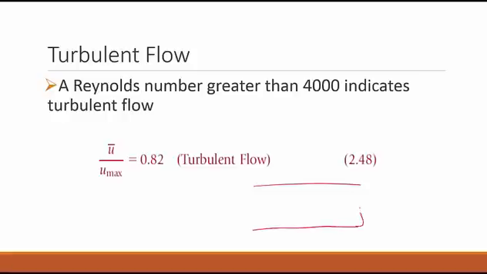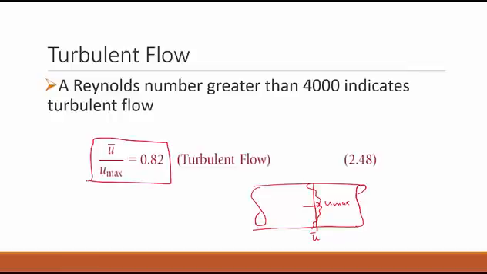Typically, if this is the pipe, in a turbulent flow, the profile is like this. This is the maximum velocity, and the average velocity is here. So the ratio is pretty close to 1. It's 0.82, which applies when the Reynolds number is greater than 4,000.